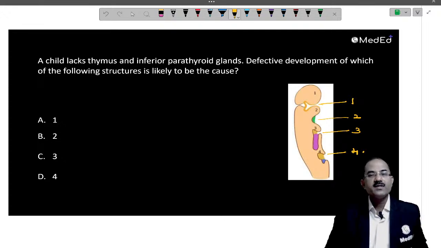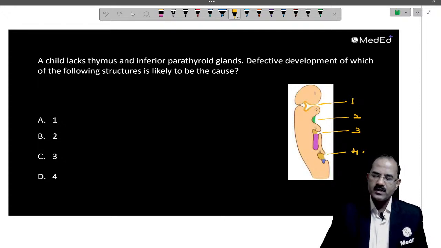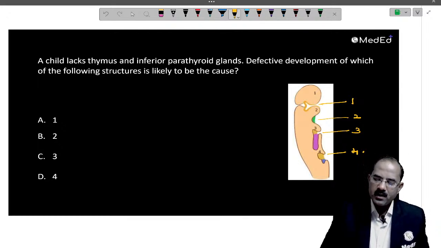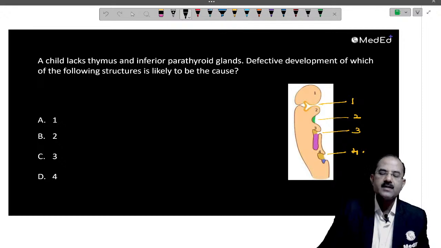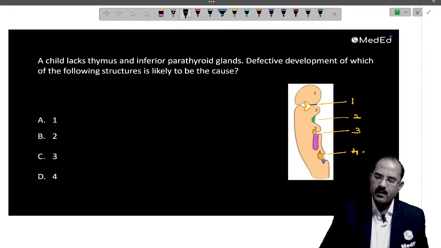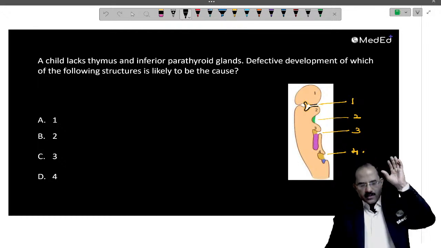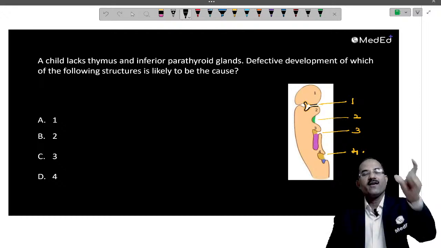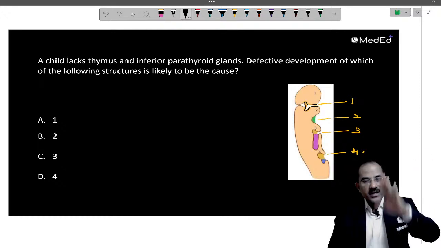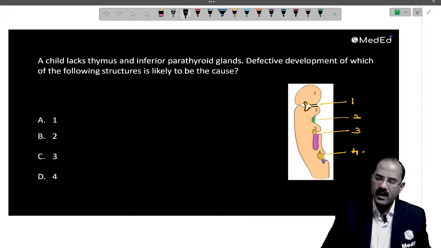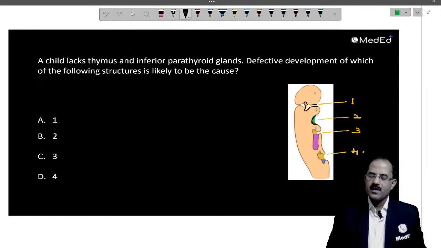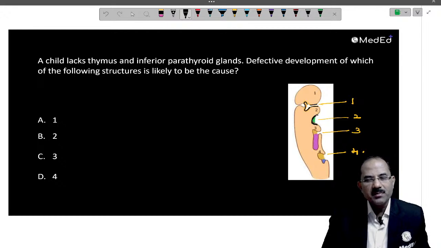So, children, the first endodermal pouch forms what? The first endodermal pouch forms the tubotympanic recess. It forms the middle ear cavity. Look, this is the middle ear cavity, and that's the eustachian tube. So the dorsal part of the first endodermal pouch is going to form the middle ear cavity and the eustachian tube. The ventral part of the first joins with the second and forms the tonsillar fossa or the palatine tonsil. The second endodermal pouch forms the palatine tonsil.